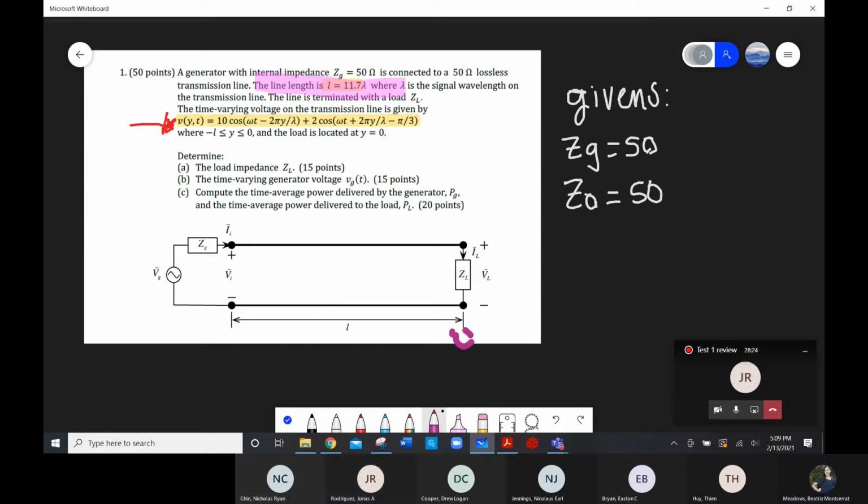Mm-hmm. Great. So what will make this side? That's 0 minus L. Mm-hmm. Which is, based on what they gave us, my 0 minus L to be negative 11.7 lambda. Exactly. That is super important.